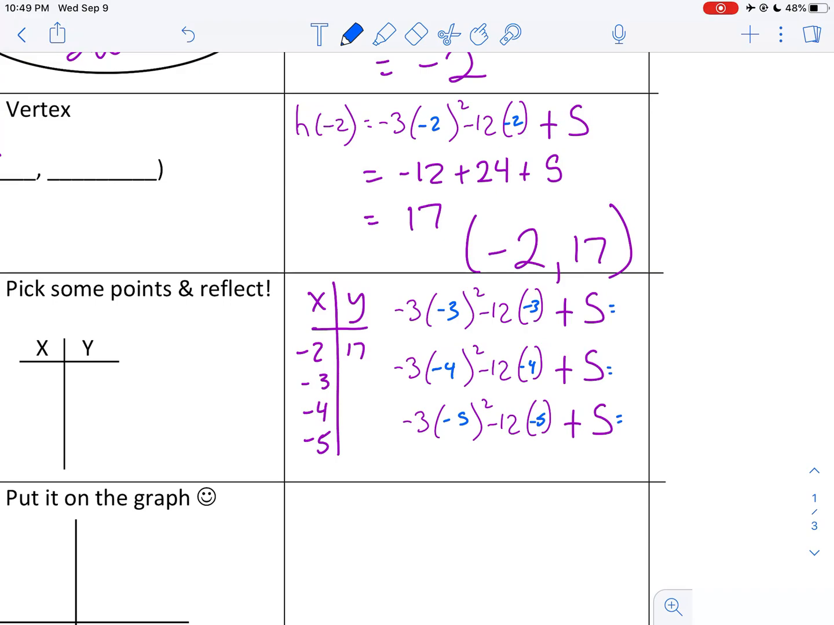Almost typed it in wrong. 9 times negative 3 plus 36 plus 5 is 14. The next one, negative 3 times 16 plus 48 plus 5 gives me 5. The third one here, negative 3 times 25 plus 60 plus 5 gives me negative 10. So I can now graph these points.